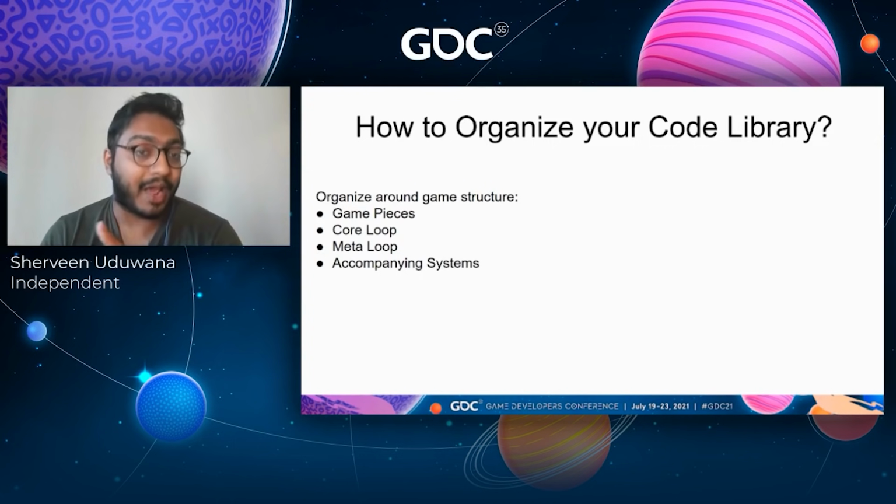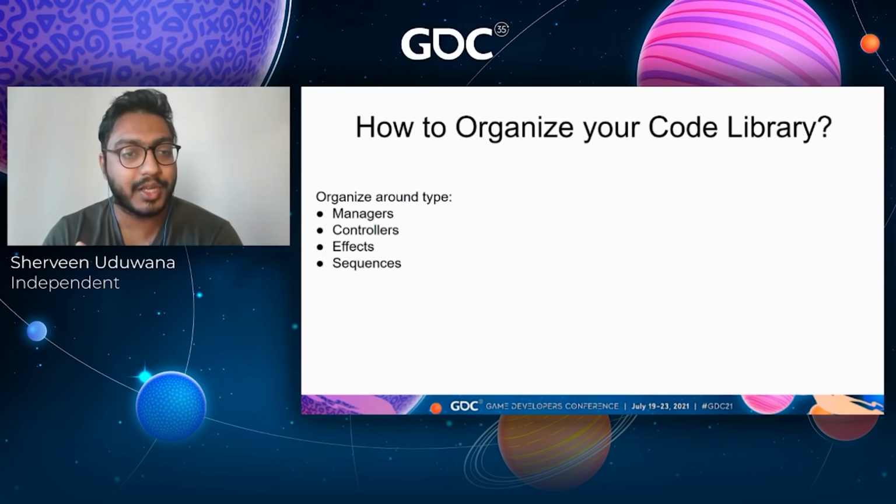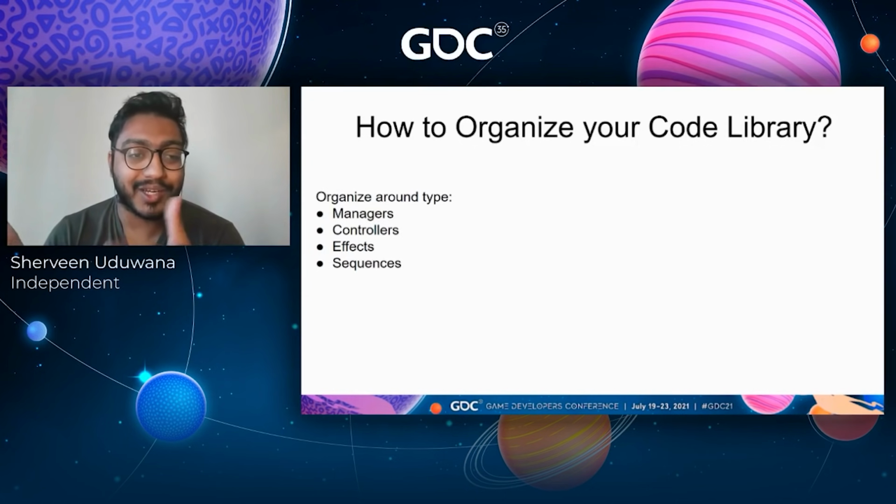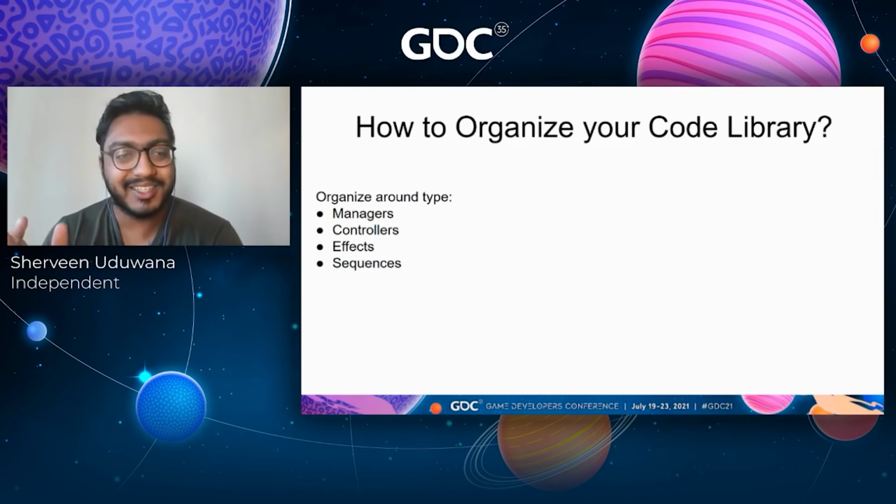You could organize it around the game structure that I mentioned earlier, right? So the game pieces, core loop, meta loop, etc. If that helps you, that definitely helps me identify a lot of these things, but it's not necessarily my favorite way to organize things because it's kind of hard for me to search. And then you could organize it around type. I don't necessarily recommend this because what is a manager? What is a controller? That can be arbitrary. So I don't think it's a very intuitive way to do things. But if this makes sense for you, that's a potential option.